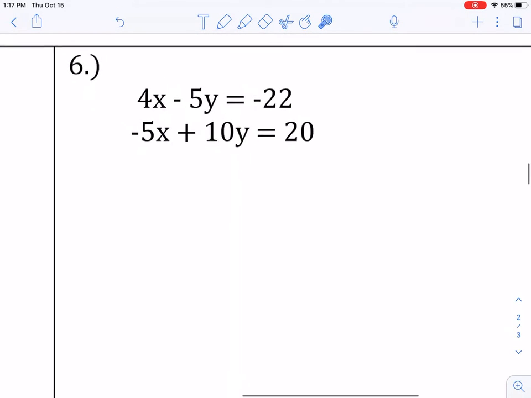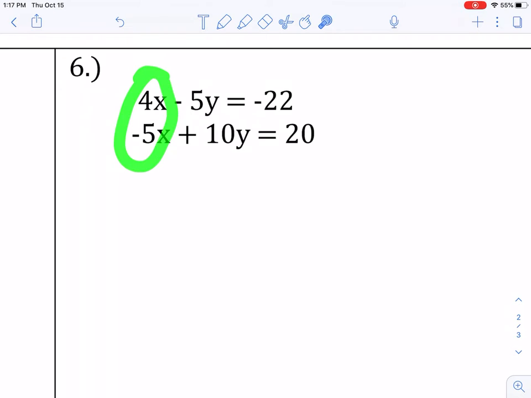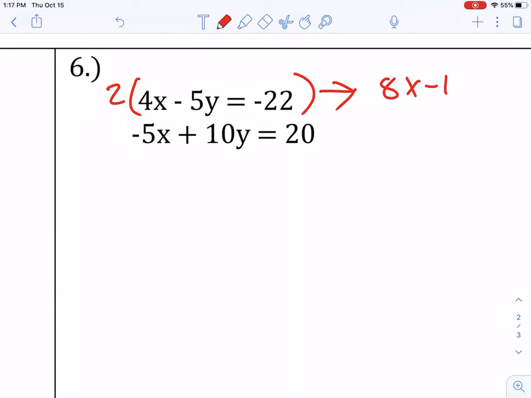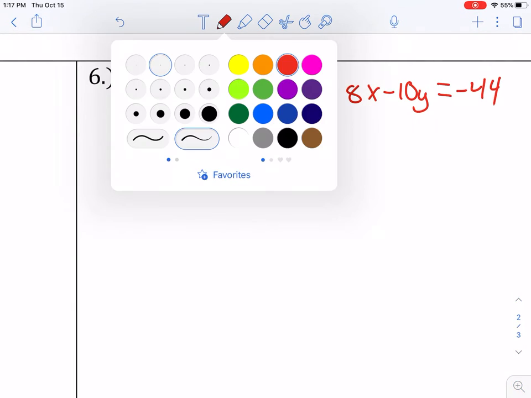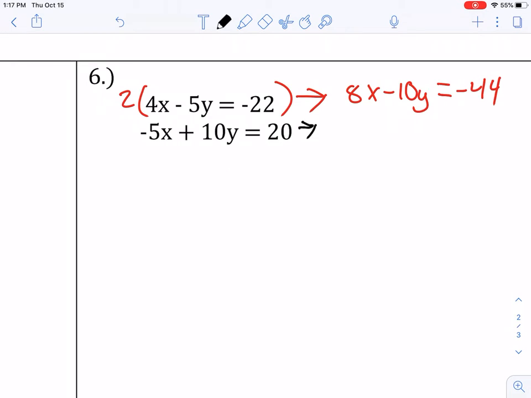Again, we're looking for elimination potential. These don't have great potential to eliminate, but these ones do, because I could just get away with multiplying my top by a positive 2. I don't need to change my signs, so I can just leave it as a positive 2. That's going to give me 8x minus 10y equals negative 44. Don't forget that last one. Everything gets multiplied. And then negative 5x plus 10y equals 20.